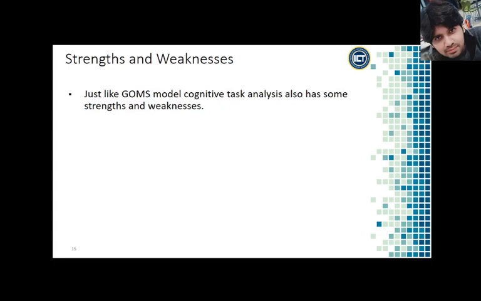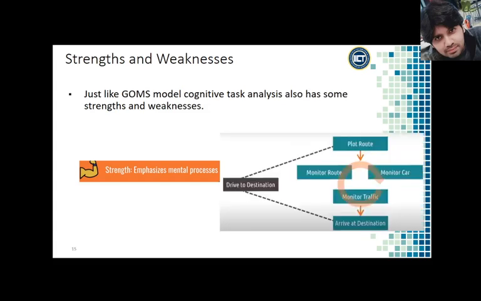So just like the GOMS model, cognitive task analysis also has some strengths and weaknesses. Now, one strength is that it emphasizes mental processes, unlike the GOMS model. Cognitive task analysis puts an emphasis on what's going on inside the user's head. It's thus much better equipped to understand how experts think and work. The information it generates is also formal enough to be used for interface design, for comparison, and for exploring more alternatives.